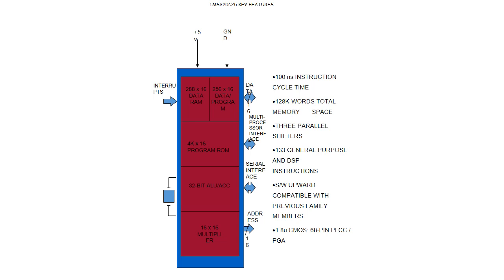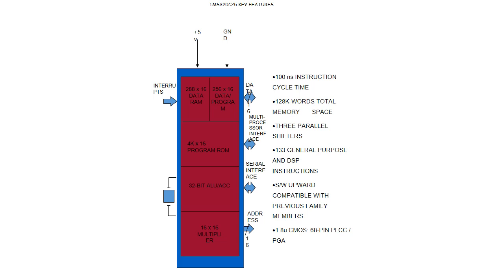Next are the TMS320C25 key features. First, the interrupts are passed into the data RAM and the data or program memory. The data RAM should be 288 x 16 in size, and the data or program memory should be 256 x 16 in size. Here the data output is given, with +5 volt as the input and the ground also given.